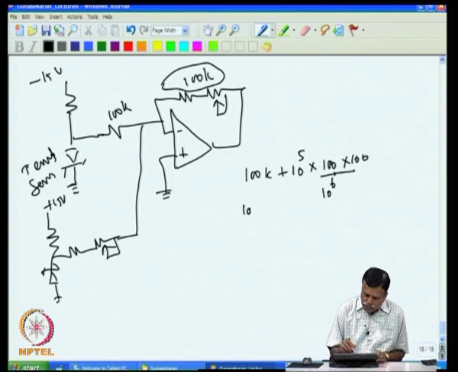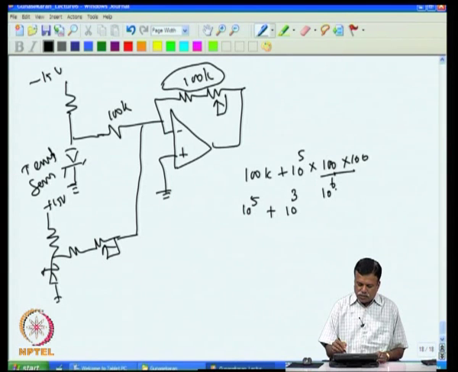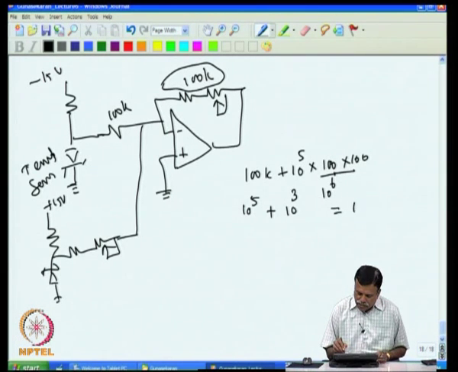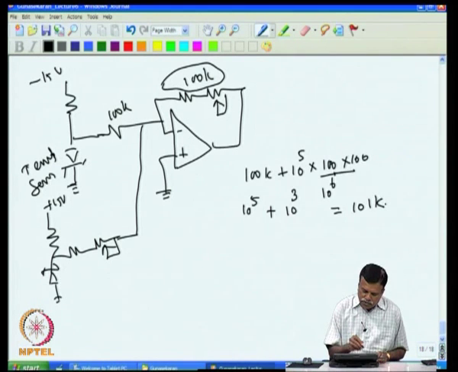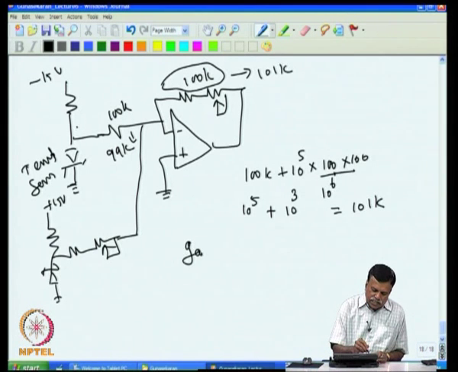So, that actually becomes 10 power 5 plus 10 power minus 9, so that becomes 10 power 3, 4 plus 5, 9 goes with 3. So, this resistance becomes 101K. So, this will go down to 99K and this will become 101K. So, gain error will be, this voltage only is amplified here and put out. If I assume 100 degree C, this is sitting at 3.73.